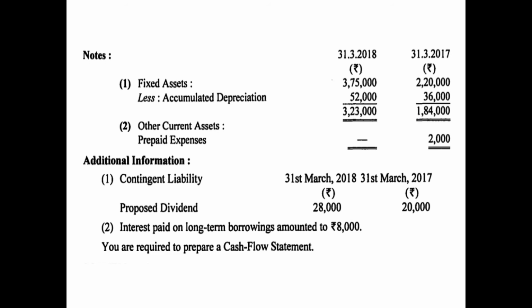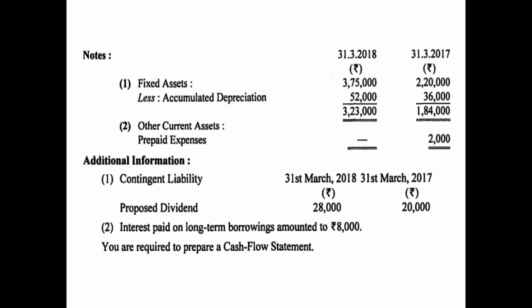Now the additional information, contingent liability, last year proposed dividend was 20,000. That means this is the proposed dividend of the previous year, which might have been approved in the current year. So hence it will be assumed that it is paid in the current year, and that's why it will be added back to the profits while calculating net profit before tax, and also it will be shown as an outflow under the financing activities. Then proposed dividend of the current year will not be a part of cash flow statement, it will remain as a contingent liability. Then the second point, interest paid on long term borrowings amounted to rupees 8,000.